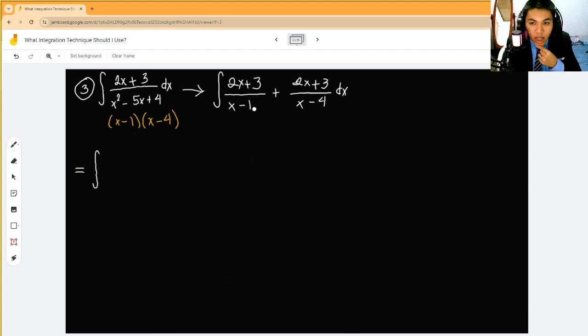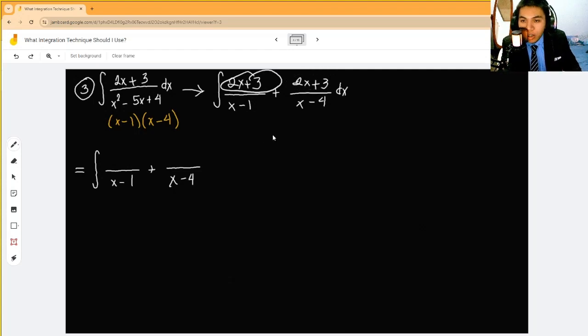Now we will utilize that, and we will put x minus 1 here plus x minus 4 here. And actually, we don't use these numerators, since we are performing partial fraction decomposition. There's a definition for that, but we will do an easier method. Let's denote this A, and this B.